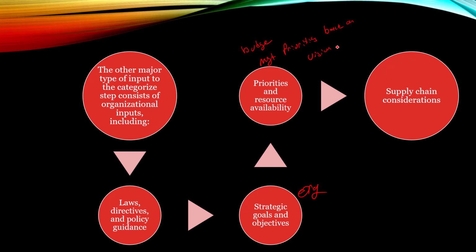Again, vision of the organization. Lastly, is a big one, supply chain. Are you able to get the resources you need to accomplish the things that you're trying to do? And so here, resource management through supply chain considerations is huge.